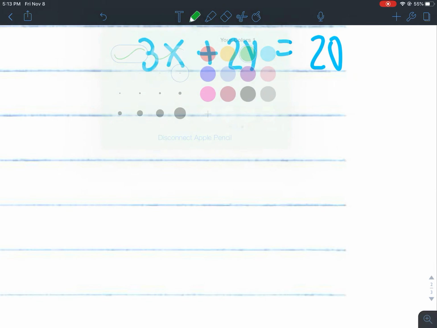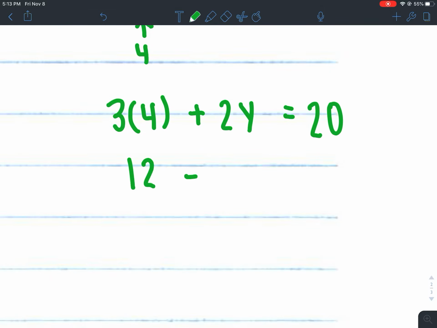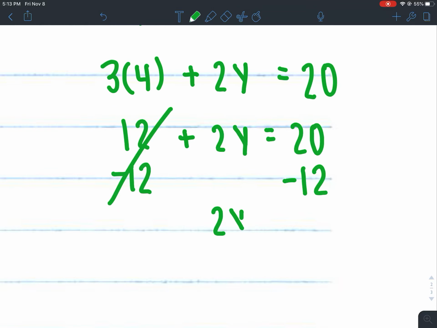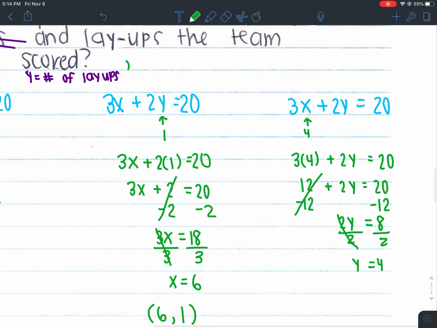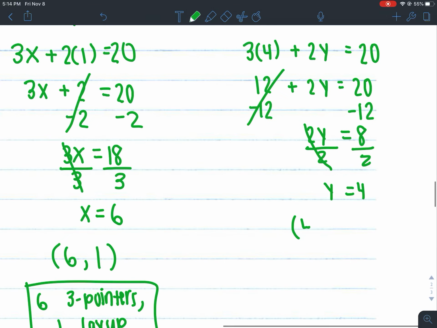All right, let's do another random one. Let's do 4 3-pointers. Remember, x is our 3-pointers and y is our layups. So let's test it: 3 times 4 plus 2y equals 20. 3 times 4 is 12, plus 2y equals 20. Subtract 12 from both sides, and 2y equals 8. Divide both sides by 2, and y equals 4. Y is the number of layups, so 4 layups and 4 3-pointers gives us 20 points. So our solution could be 4, 4.